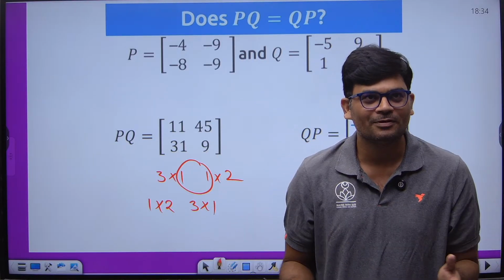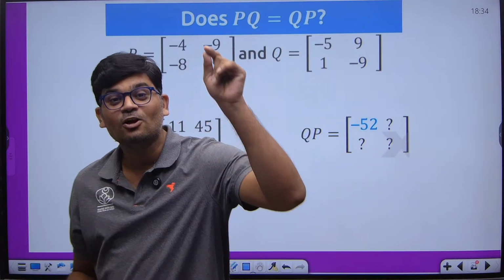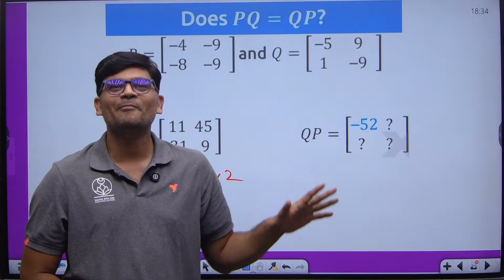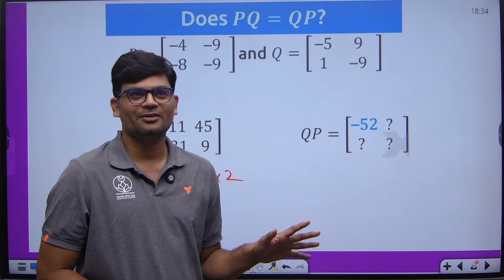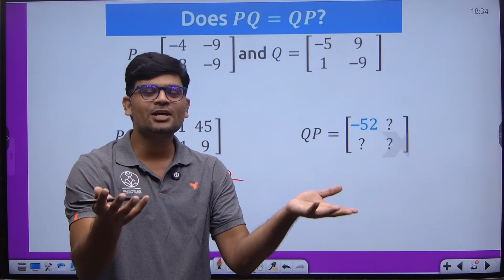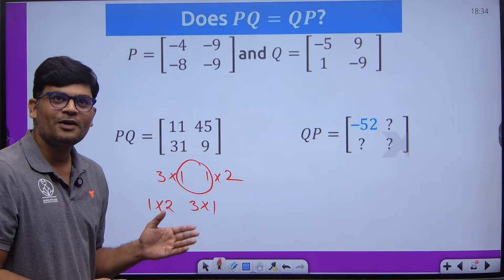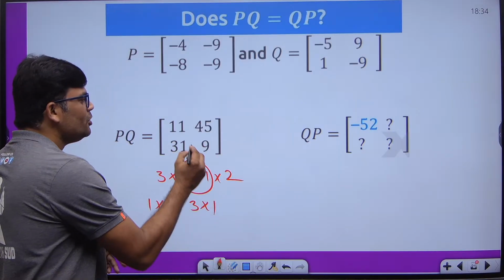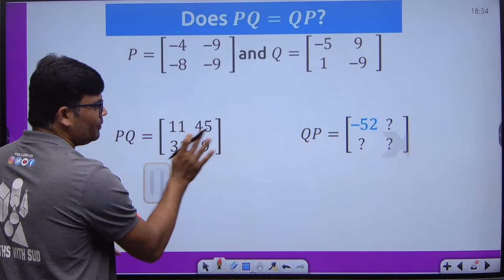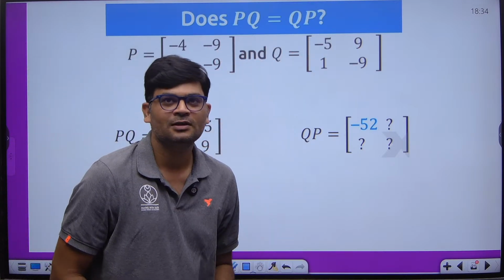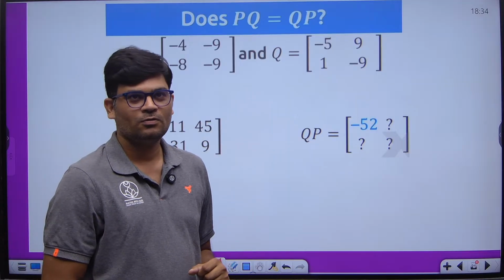What about a square matrix? That also is not commutative. We will check as well. It is never commutative. See, if you just change the row and column, how can it be commutative? The elements are not the same. Why don't we check it out? Let us say this is a P and this is a Q matrix, and let us find PQ now.